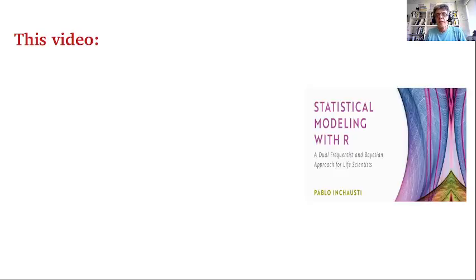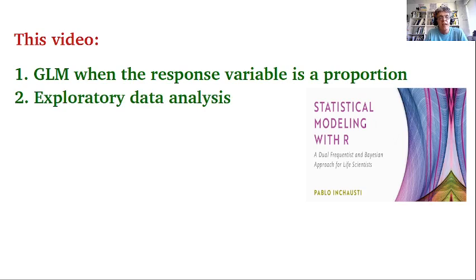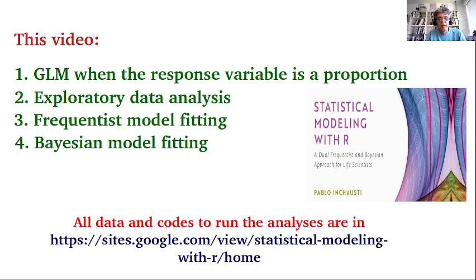This video is part of the book Statistical Modeling with R that I wrote in 2023 and was published by Oxford University Press. Today I'm going to talk about GLMs when the response variable is a proportion, starting as usual with the explanatory data analysis, to be followed by the frequentist model fitting and finishing with the Bayesian model fitting. The codes and data to run this analysis can be found in the website shown on the screen.